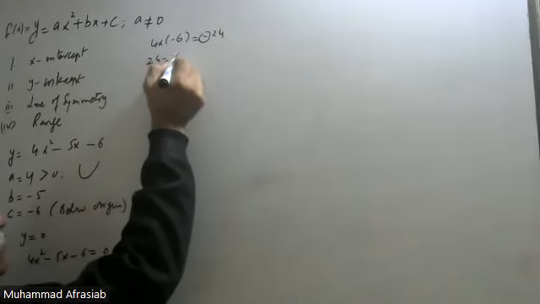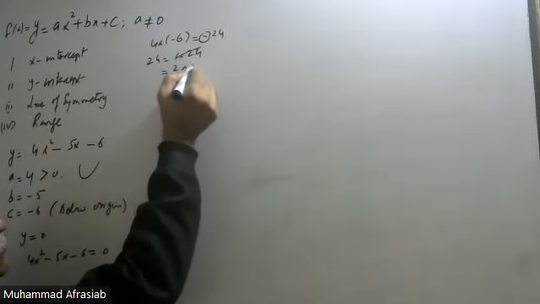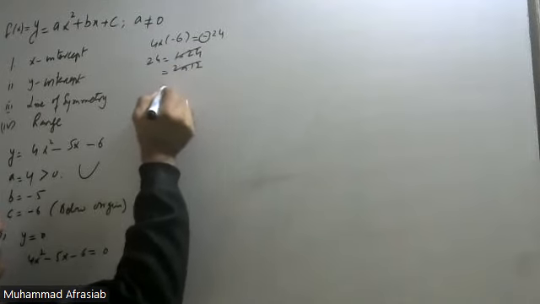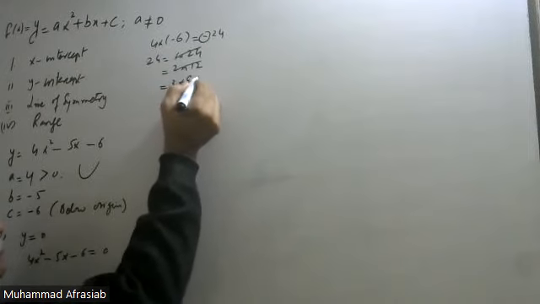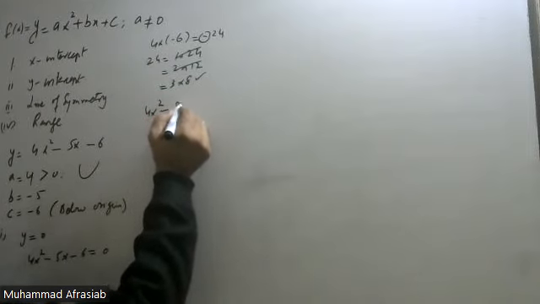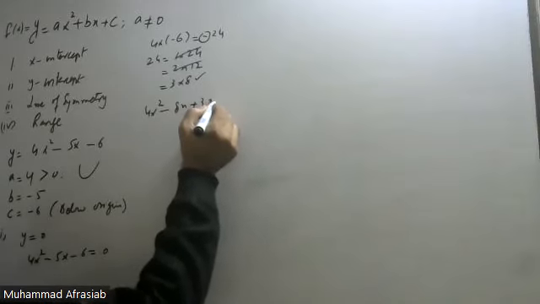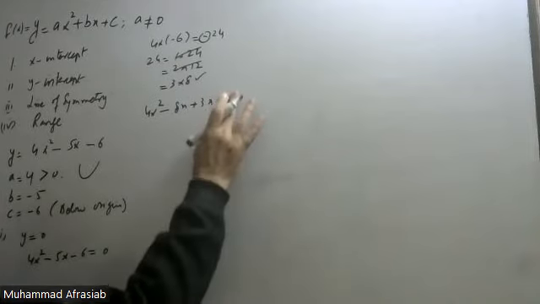The factors of 24 are 1 into 24, whose difference is 23, 2 into 12, whose difference is 10, 3 into 8, whose difference is equal to 5. So we will give the bigger sign to the higher value and the minus sign to the opposite. So this equation will become 4x squared minus 8x plus 3x minus 6.